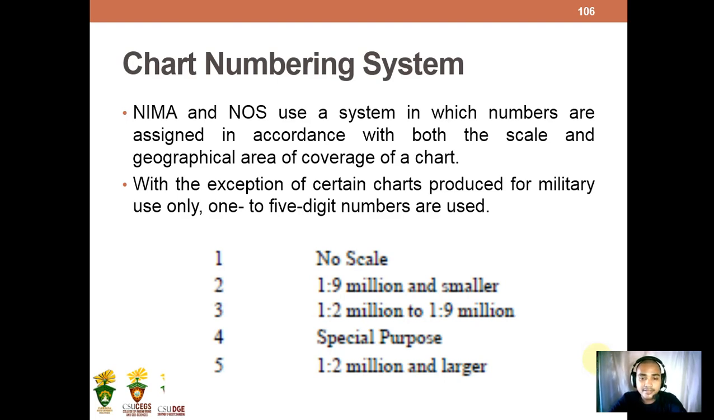So with the exception of certain charts produced for military use only, 1 to 5 digit numbers are being used. For digit number 1, no scale. For digit number 2, that's 1 to 9 million and smaller. Digit number 3 is for 1 to 2 million to 1 to 9 million. Number 4 is for special purposes. And lastly, digit number 5 is for 1 to 2 million and larger.